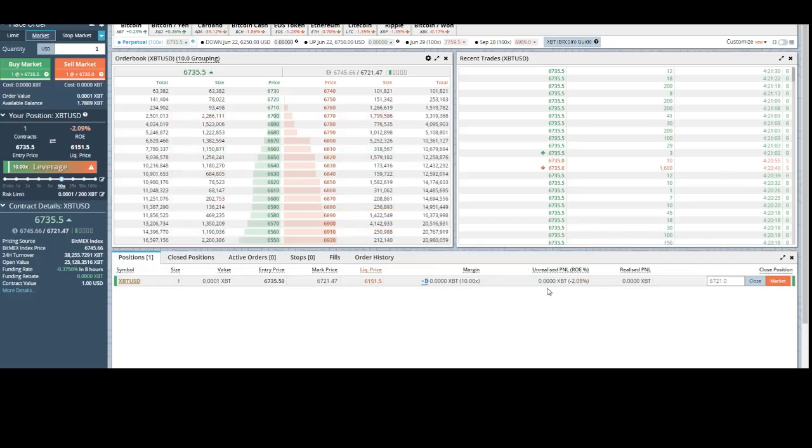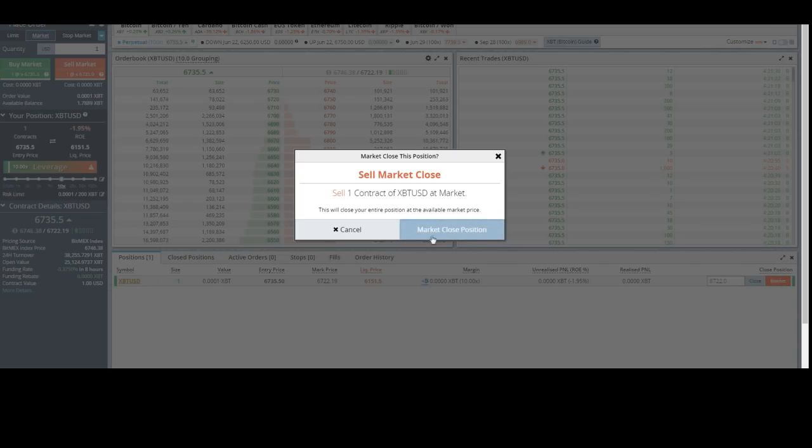Okay, so what does this mean? This means when you're not hovering, you're seeing the gains or losses you're taking based off the mark price. When you do hover, you are seeing the price based off of if you closed at market right now.